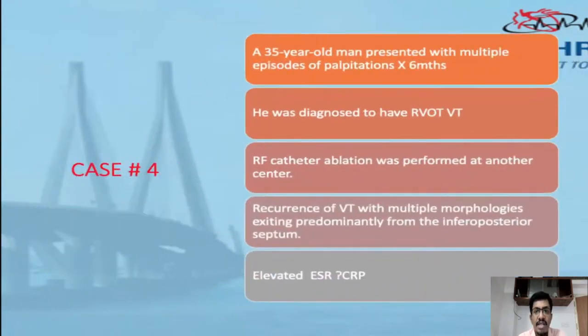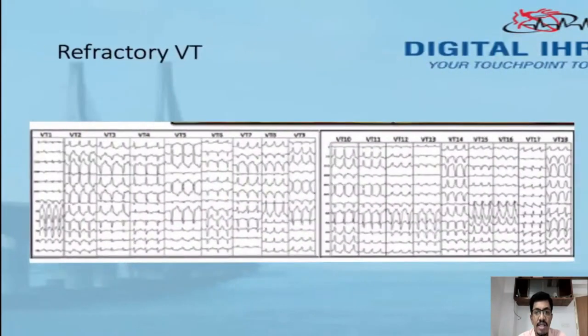Now, my last case is a 35-year-old gentleman. He presented with multiple episodes of palpitations over 6 months, diagnosed to have an RVOT VT outside. An ablation was done at another center. Within a month, he had recurrence of VT with multiple morphologies exiting predominantly from the infero-posterior septum. He had an elevated ESR and CRP.